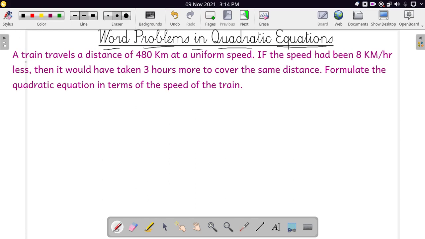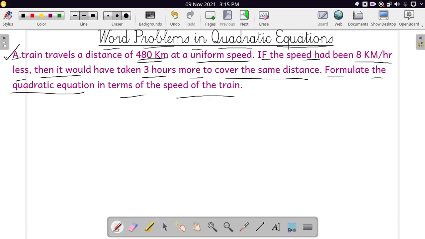So let us do the first sum. The first sum says a train travels a distance of 480 km at a uniform speed. If the speed had been 8 km per hour less, then it would have taken 3 hours more to cover the same distance, the same distance being 480 km. So we are asked to formulate the quadratic equation in terms of speed of the train. Let us see how we will approach this question.